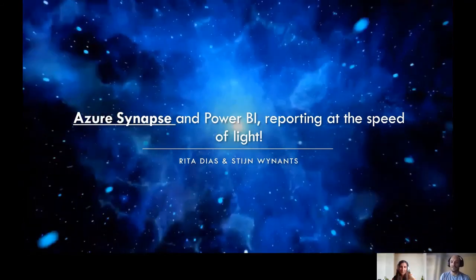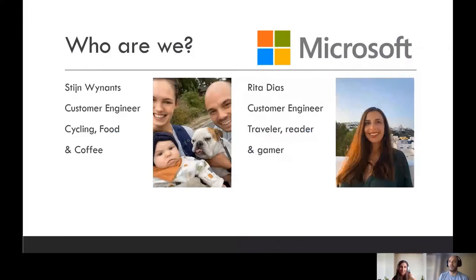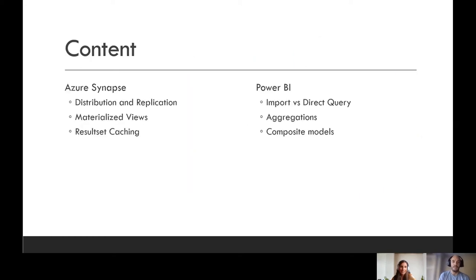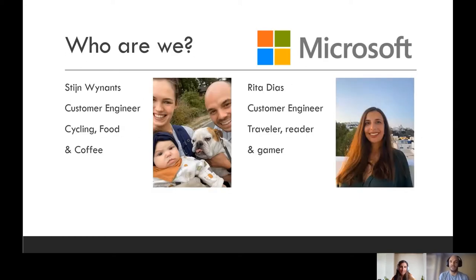But first, a few notes on ourselves. My name is Stijn Wellens. I am a customer engineer at Microsoft. This used to be a premier field engineer. Oh, let me switch back to that slide. We used to be a premier field engineer. My hobbies include cycling, food and coffee, also maybe beer a little bit, but I don't want to put that on the slide. And I'll let Rita introduce herself.